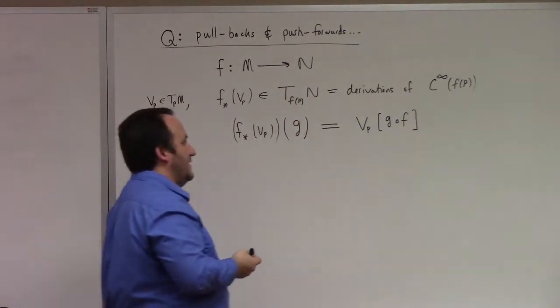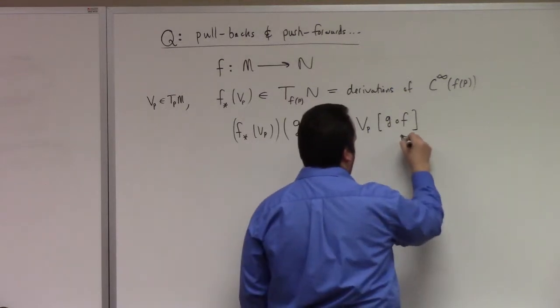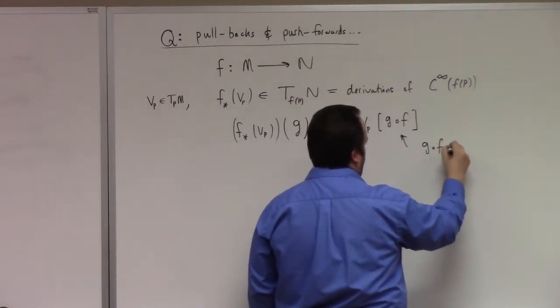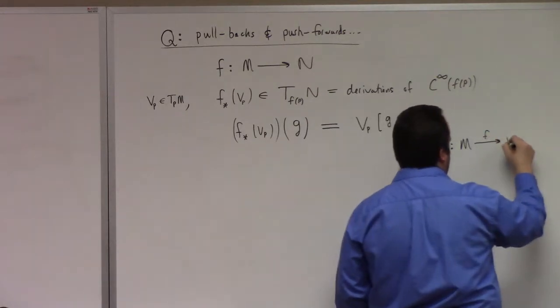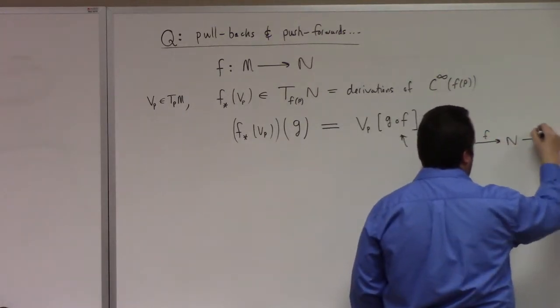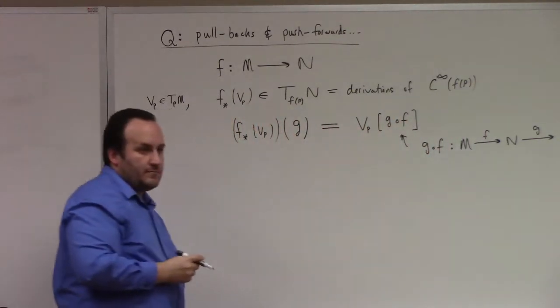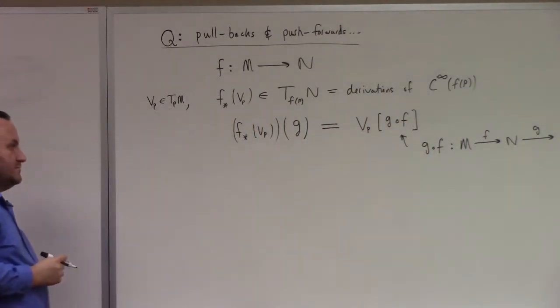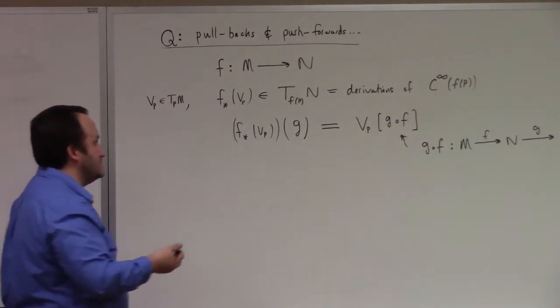So g composed with f is what? This is a mapping from M to N to the reals, right? So that makes sense. That's great. That's the definition. How do you actually calculate it? In coordinates, what does that look like, right?